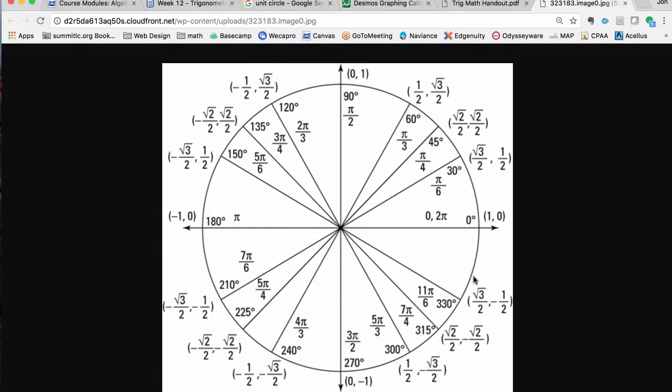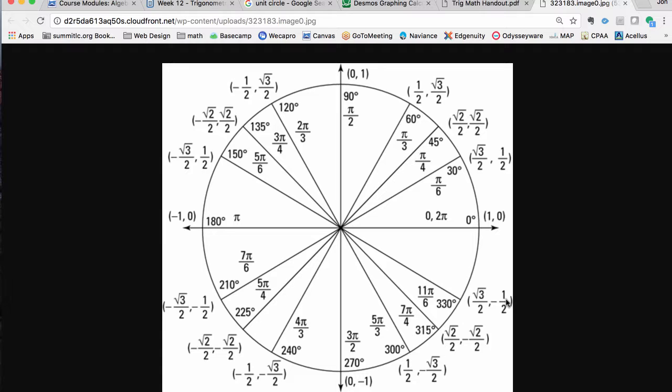So negative 30 degrees is going to be right here. So the tangent at negative 30 is equal to sine divided by cosine. So it's negative 1/2 divided by square root of 3 over 2. And if I simplify those out, that's just going to become negative 1/2 times 2 over square root of 3. It's just negative 1 over square root of 3.